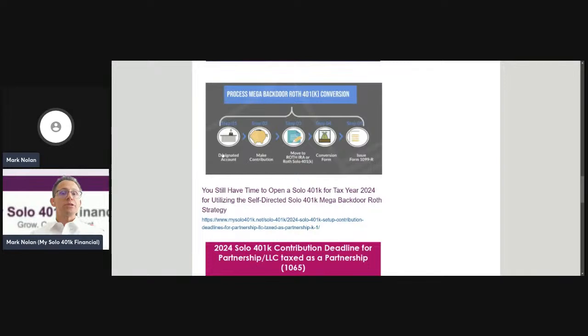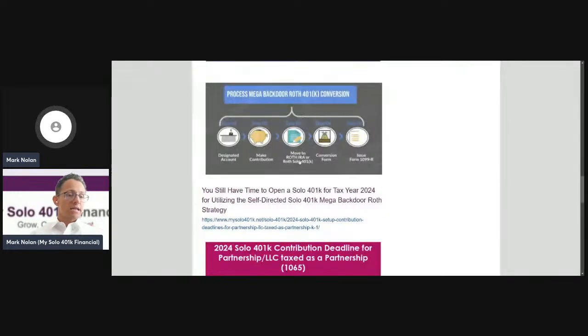You would make the contribution into this voluntary after-tax account. So let's say the full $69,000 for 2024. So this would be your voluntary after-tax solo 401k bucket. So you make the contribution into it. Then you move it or convert it over to the Roth solo 401k bucket.